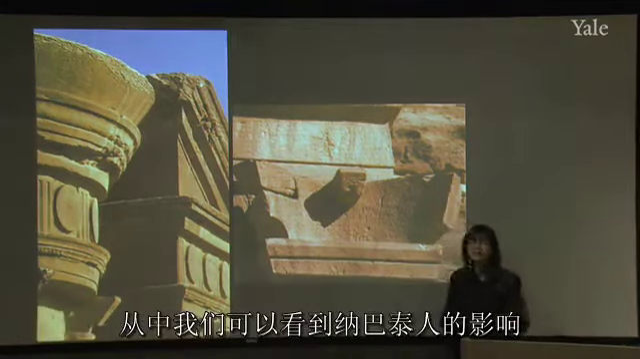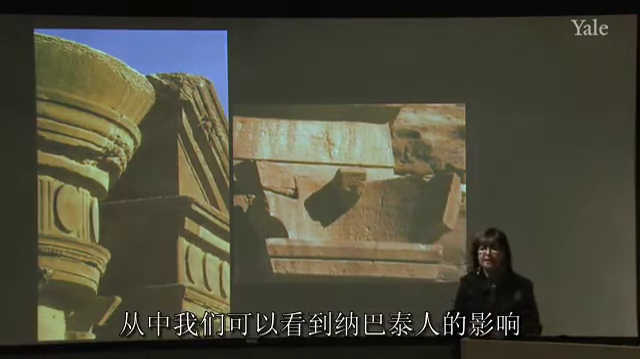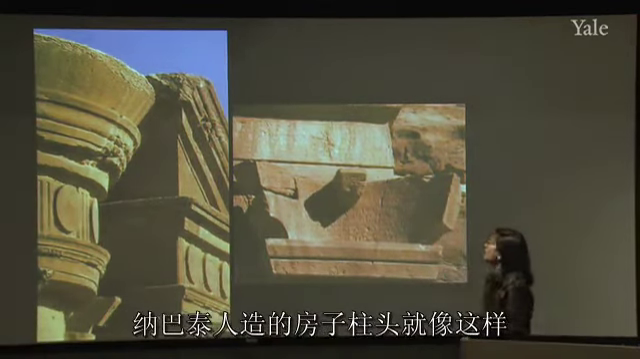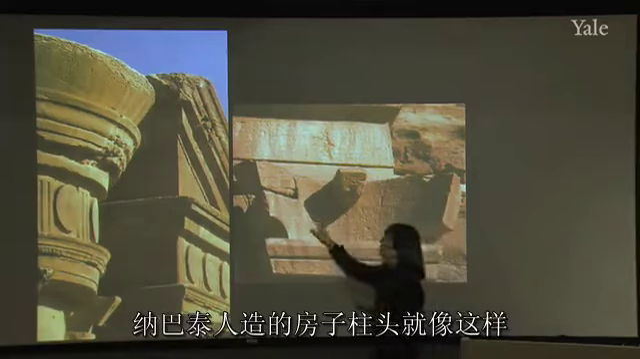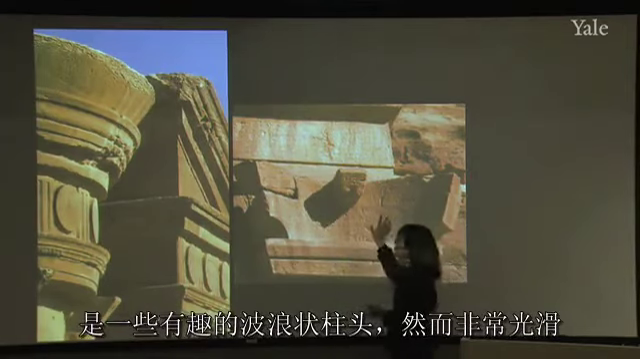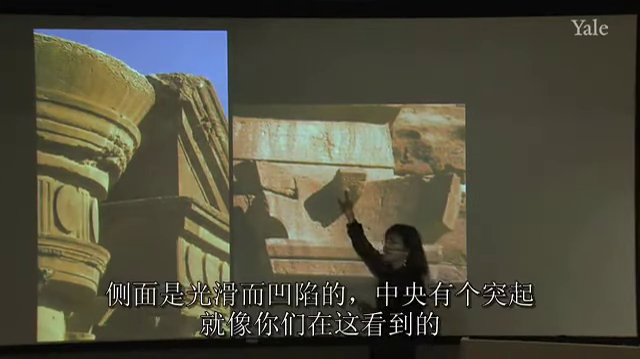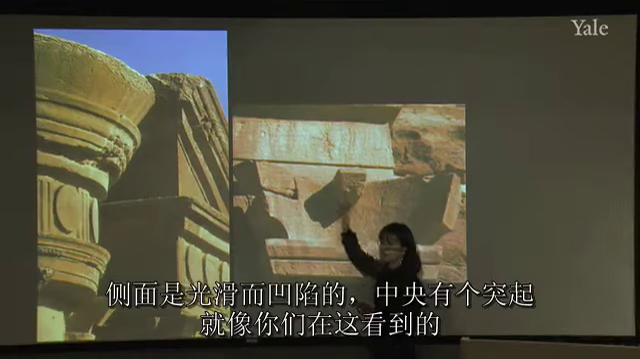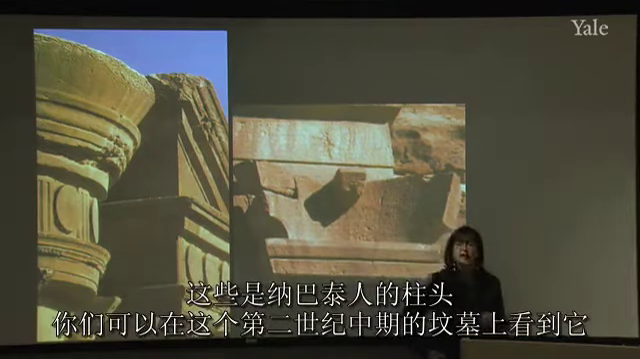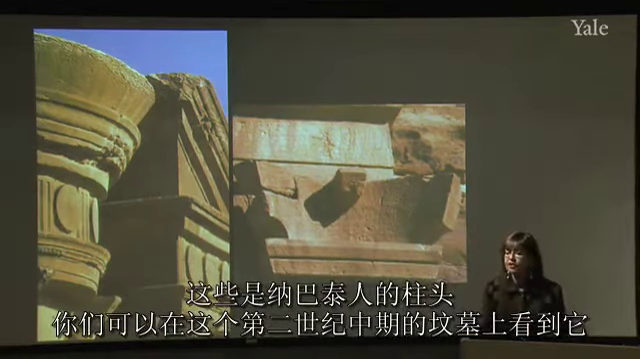And this is where we see the influence of the Nabateans. The Nabateans were building buildings that had capitals that looked like this, sort of interesting, undulating capitals, but very plain, with a concave side, and then a kind of knob in the center, as you can see here. These are Nabatean capitals, and in this mid-2nd century A.D.